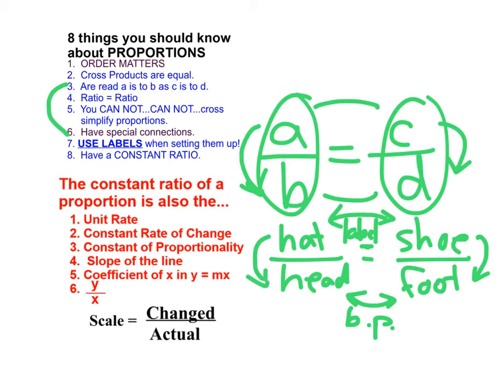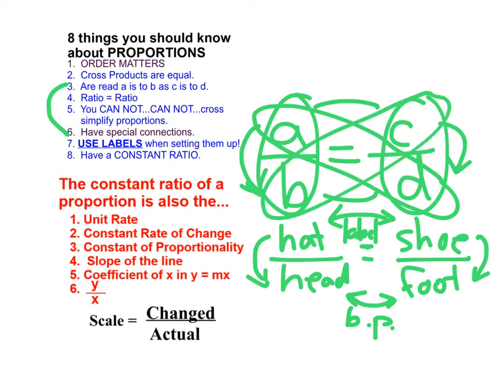The only two that are not connected are those A and that D, and that B and that C. Those we use with cross products, but they actually have nothing to do with each other. Think about it down here. Does shoe have anything to do with head? Nothing to do with it, right? Shoe is a clothing article of clothing, and head is a body part. They have nothing to do with each other. Okay?